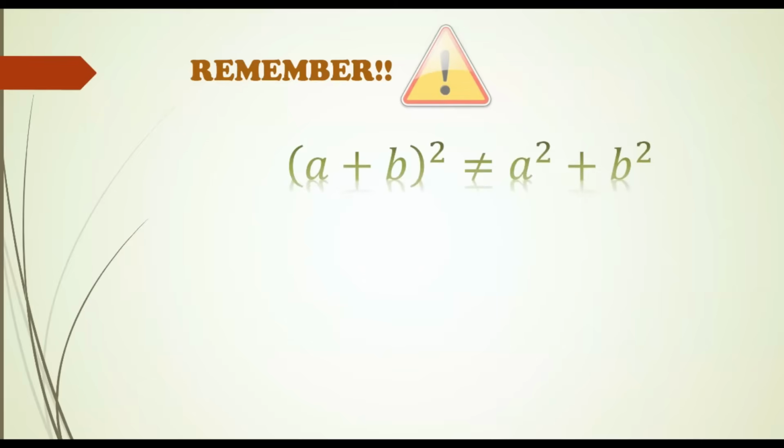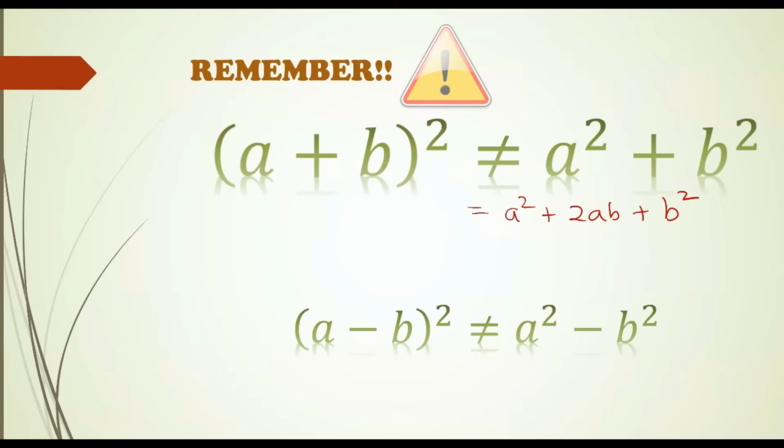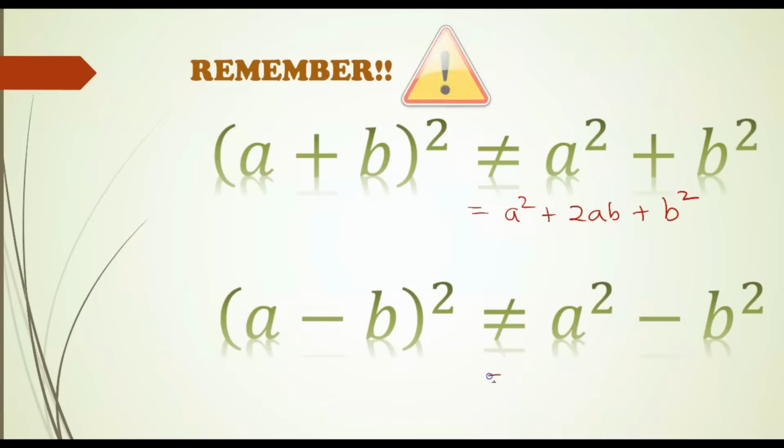What mistake you will usually make when you are doing a plus b whole square and a minus b whole square, and which you are not supposed to do, is this. A plus b the whole square is not equal to a square plus b square, but it is equal to a square plus 2ab plus b square. Remember this, don't forget. And the same way, a minus b the whole square is not equal to a square minus b square, but it is equal to a square minus 2ab plus b square. Remember this carefully. Never forget this.